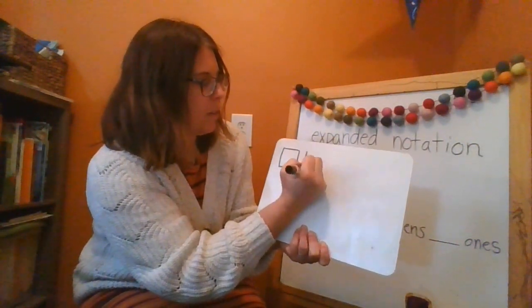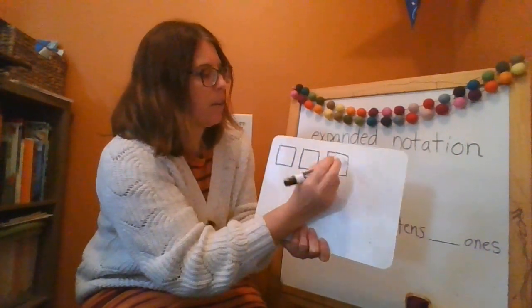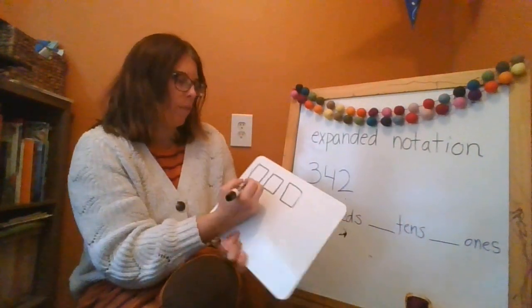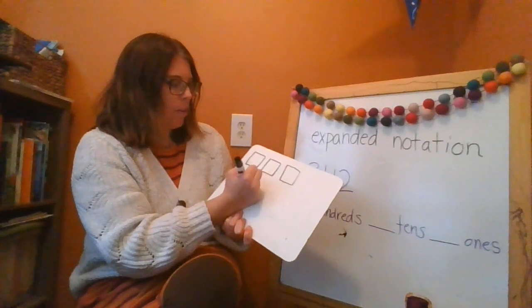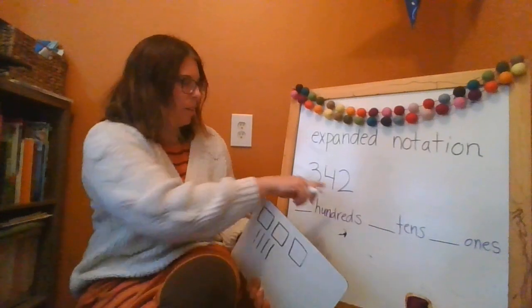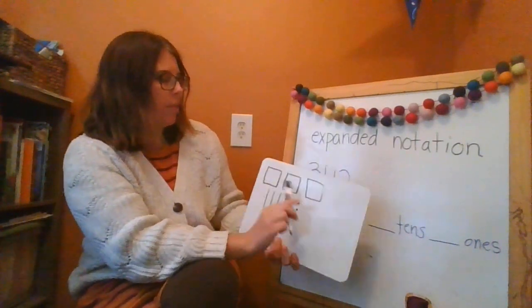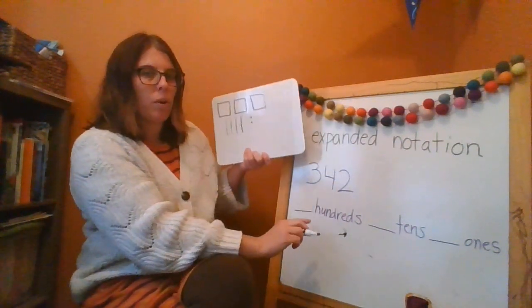100, 200, 300. Okay, that's good for the hundreds. 340, so we have to get up to 40. 340. 10, 20, 30, 40, 340. Now 2. 1, 2. Okay, 342. Now I need to record on here.